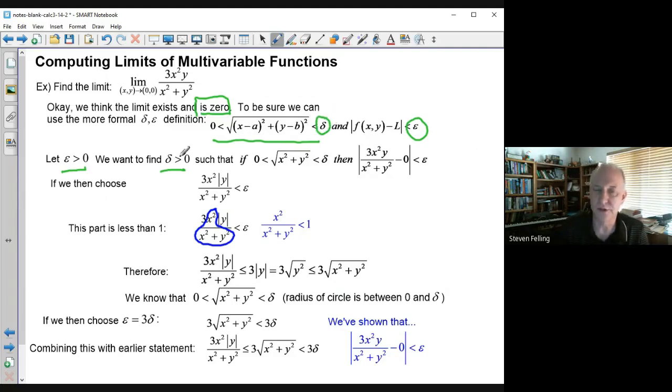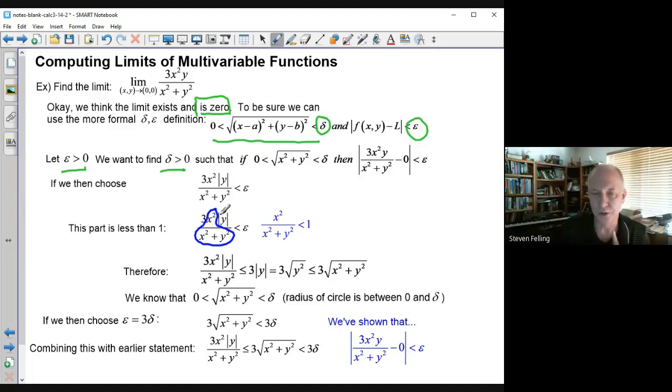We want to find a delta that's positive, a radius in the domain, such that if the actual radius stays between 0 and delta, then the function value minus the limit we're attempting to find, which we think is 0, is less than epsilon. Okay, so here's how we do it. We're going to take the original function and put an absolute value on it to make sure that we're dealing with positive values, because we're talking about distances from a point.